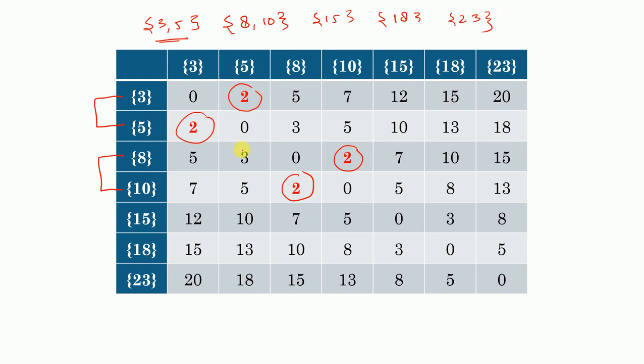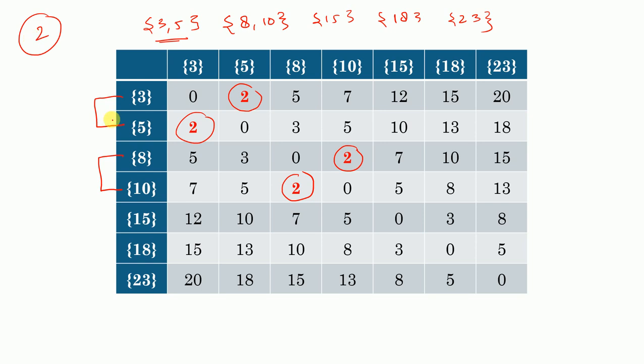So after this exercise, we have 1, 2, 3, 4, 5 clusters. Initially we had 7 clusters, now we have 5 clusters. The minimum distance in the first step was 2. Just remember this, because this distance will be used to form the dendrogram.